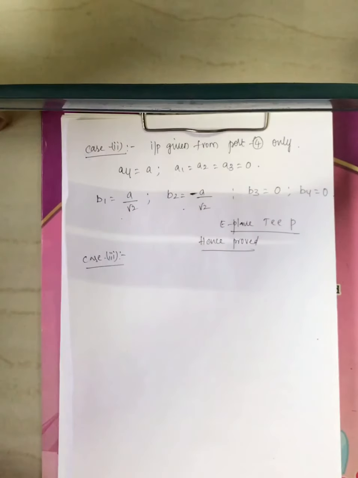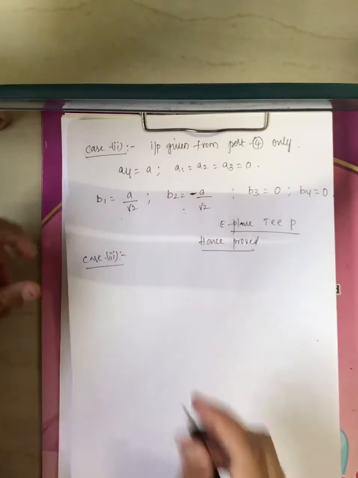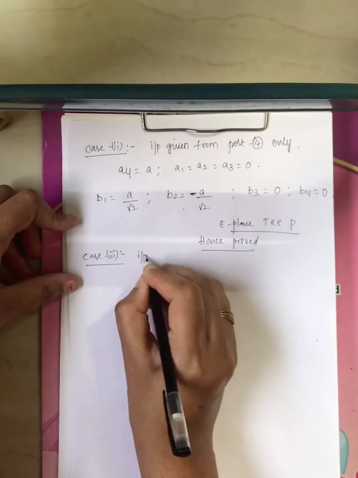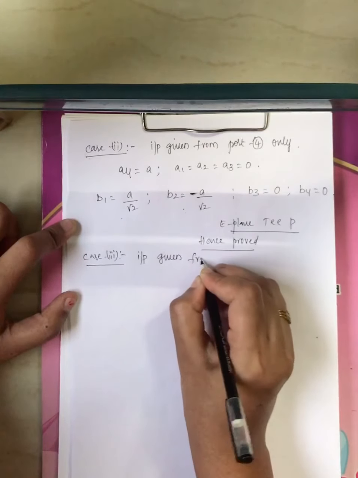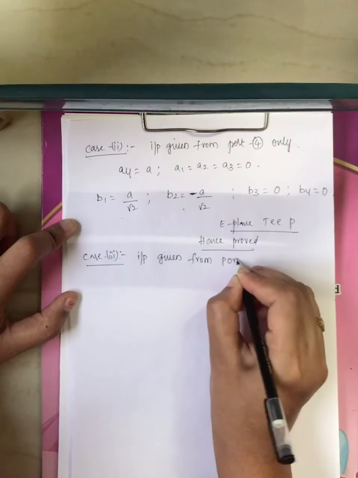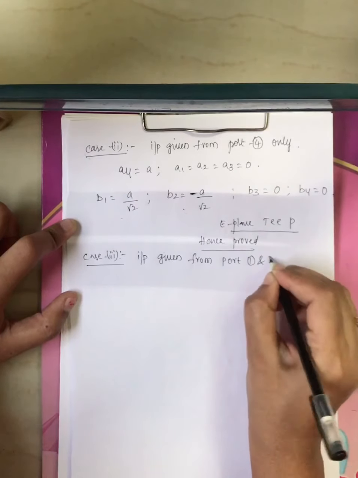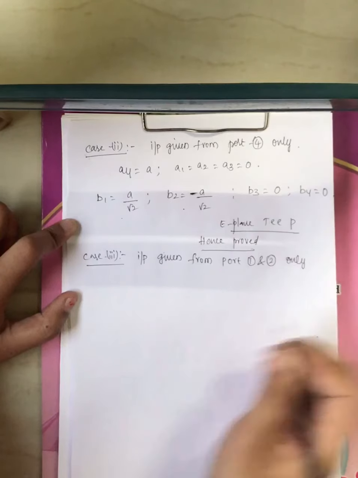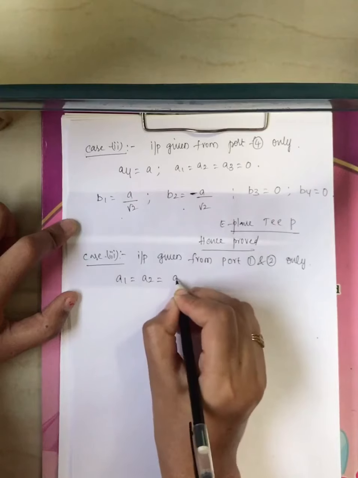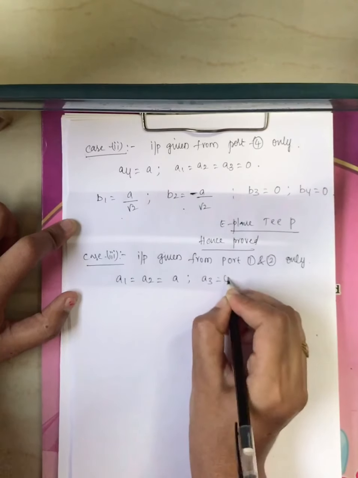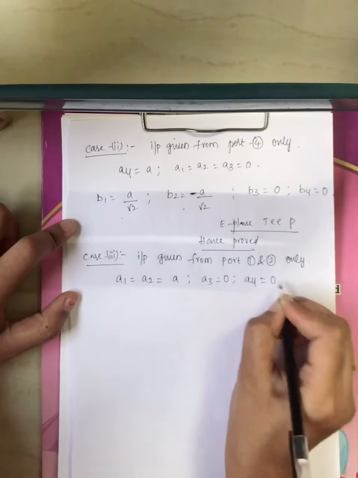Now coming to case 3. Input given from port 1 and 2 only, that is A1 equals A2 equals A, and A3 equals 0, and A4 equals 0, right?